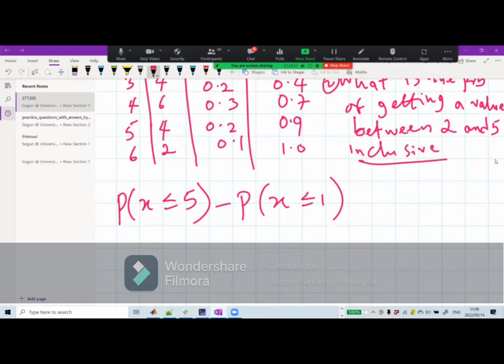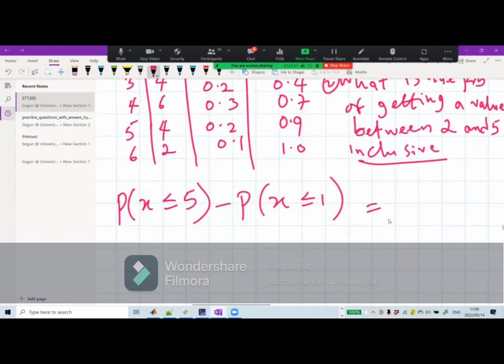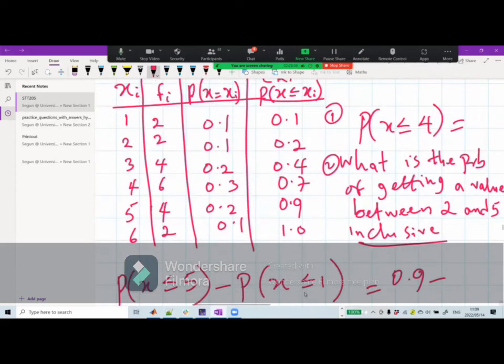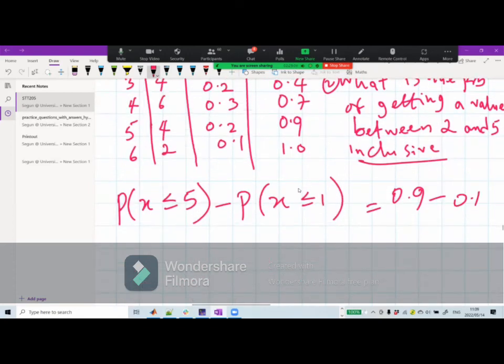Which means from our cumulative frequency, I can use the cumulative frequency and deduct it. What is the probability of S less or equal to 5 in the cumulative frequency? 0.9. So it is 0.9 minus 0.1. What is S equals to 1? 0.1. Which is 0.8.